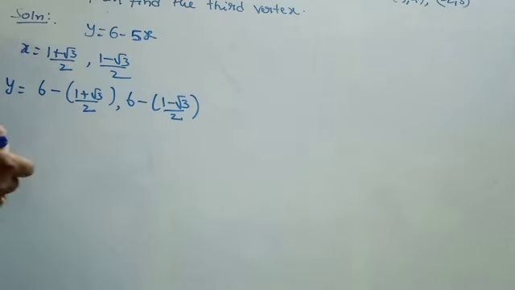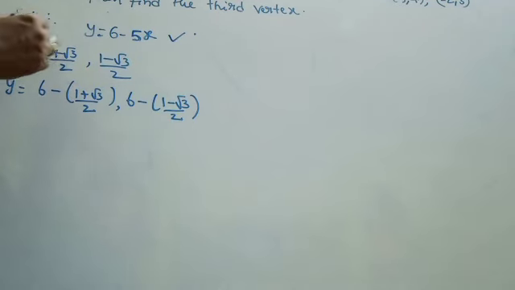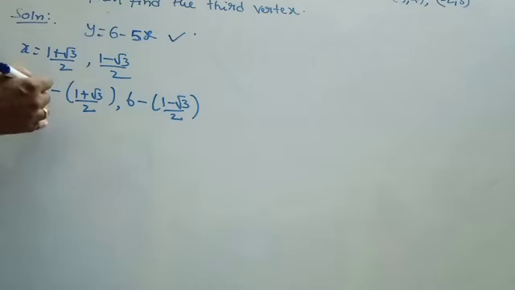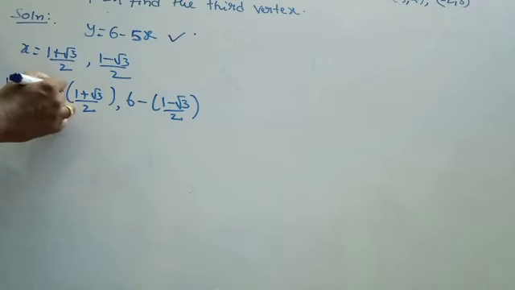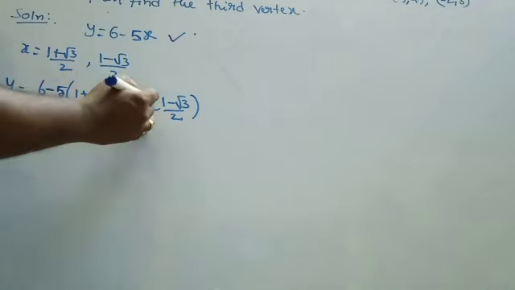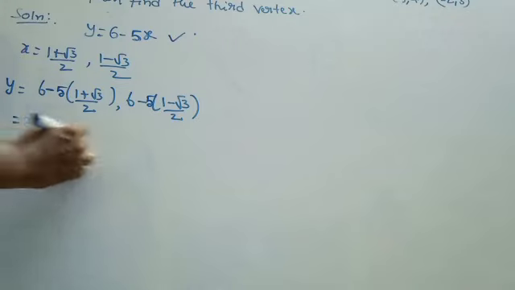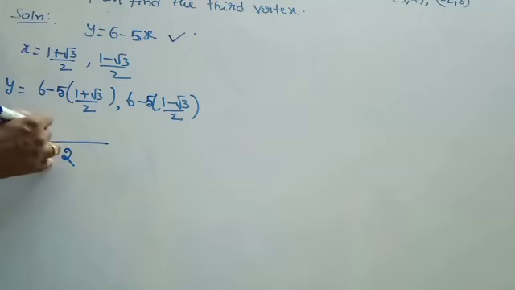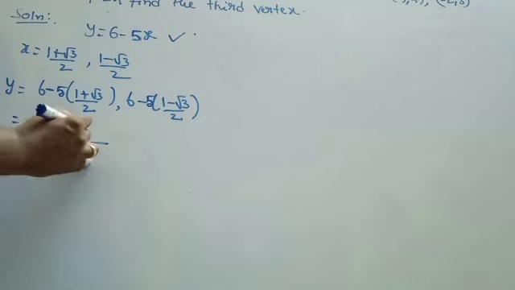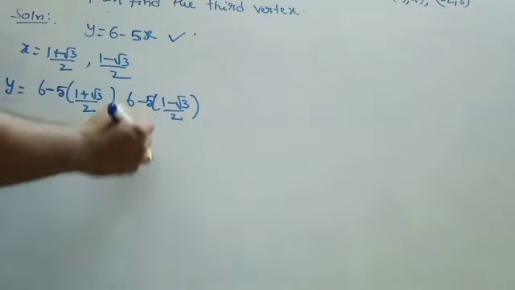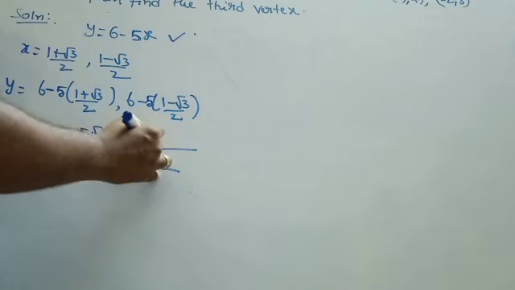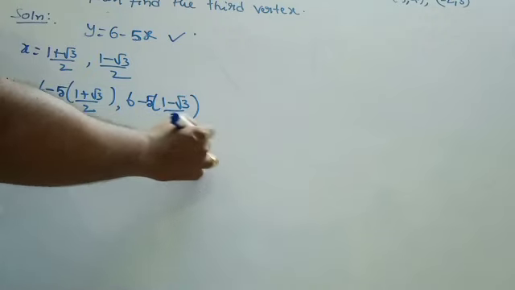Now y equal to 6 minus 5x is the relation we know. And x values you have got 1 plus root 3 by 2, 1 minus root 3 by 2, right? Now y equal to 6 minus 5x, so 6 minus 5 into x, and another one 6 minus 5 into the other value, like this. Now let us simplify this. If you take 2 as LCM, it is 12 minus 5 minus 5 root 3 by 2, and the other value you are going to get is 12 minus 5 plus 5 root 3 by 2, like this.